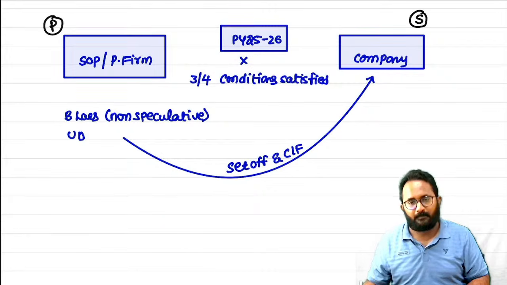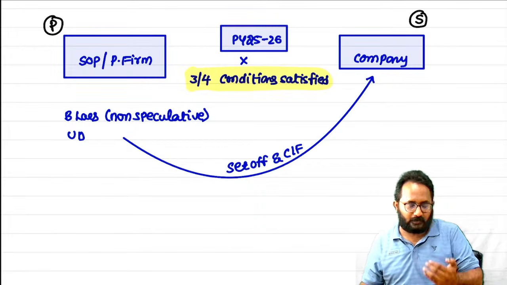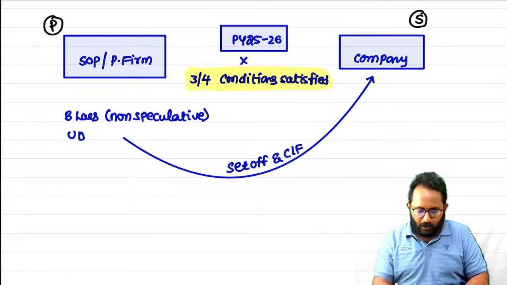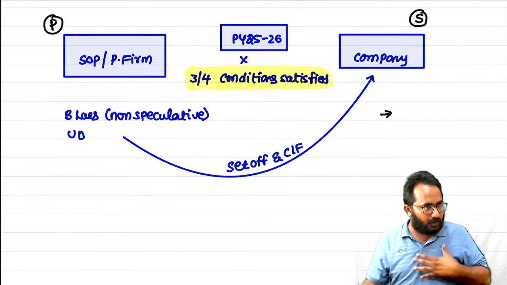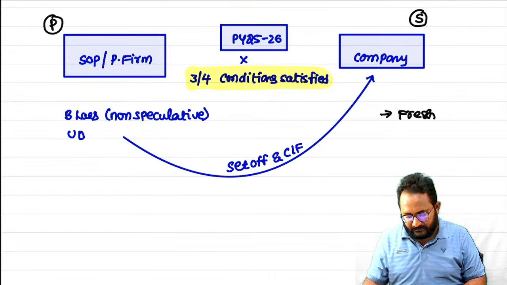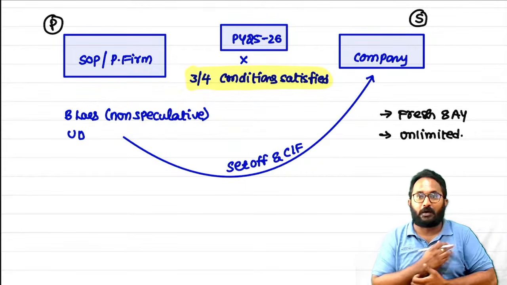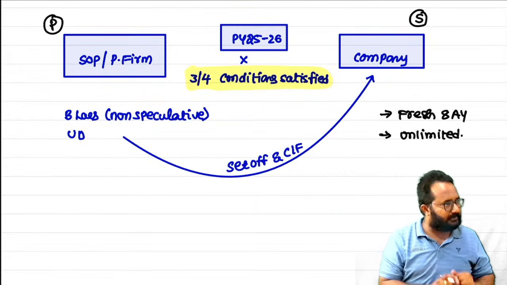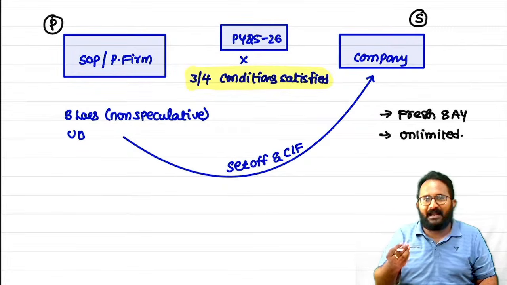All of you understood? In which year was the condition satisfied? 25-26. So that's why we give the carry forward and set off as a benefit. This business loss can be carried forward in the hands of the company for a fresh period of 8 years. Unabsorbed depreciation is unlimited. Even though they took the set off for 4 or 5 years, business loss has a maximum of 8 years. Already 5 years they enjoyed, so the remaining period would be 3 years only.